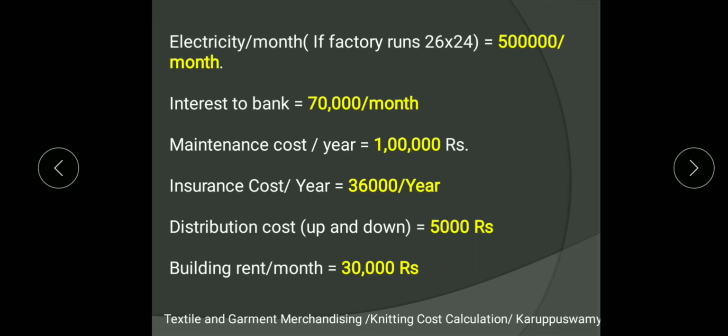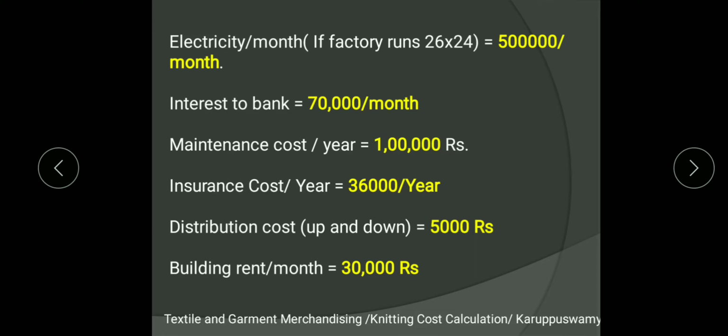For that you have to spend a certain amount of money, like loading charge, unloading charge, vehicle rent, etc. So this is 5,000 per month. And if we assume that you are operating your business in a rented building, in that case you have to pay the rent. It will be around 30,000 rupees.